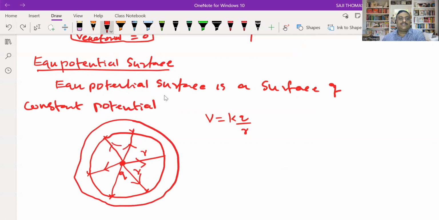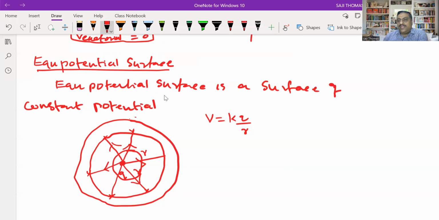Another spherical surface. So for a point charge, equipotential surfaces are concentric spheres. So what is an equipotential surface? Children, what is an equipotential surface? It is a surface of constant potential. What is the shape of an equipotential surface for a point charge? Concentric spheres.